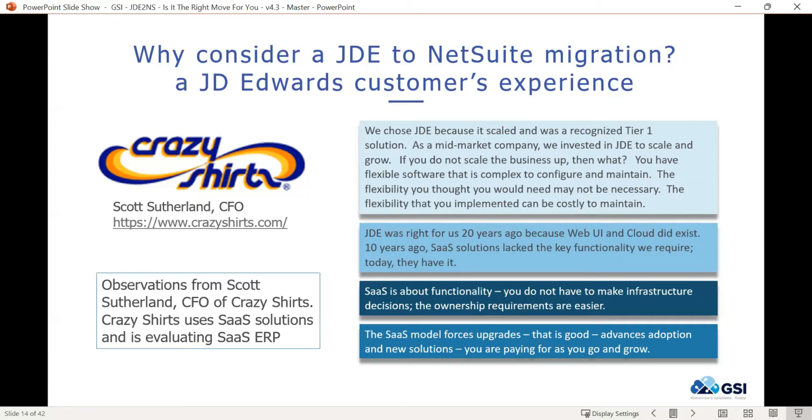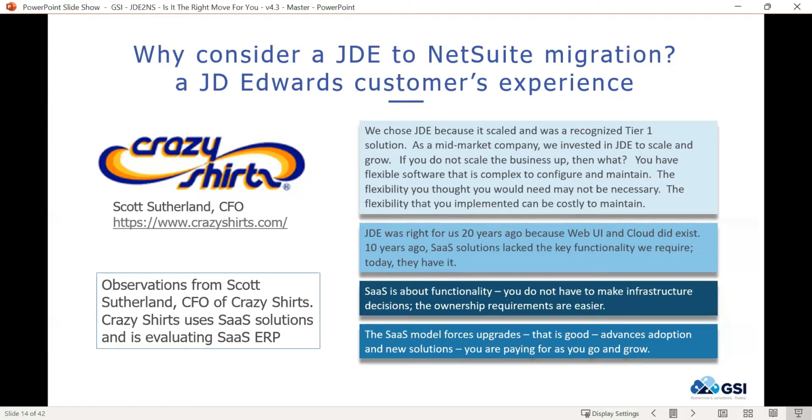You don't have to make infrastructure decisions. And Scott found that very freeing from his perspective. The ownership requirements from his standpoint as the CFO became much easier, whether it was an expense management solution or an ERP solution.